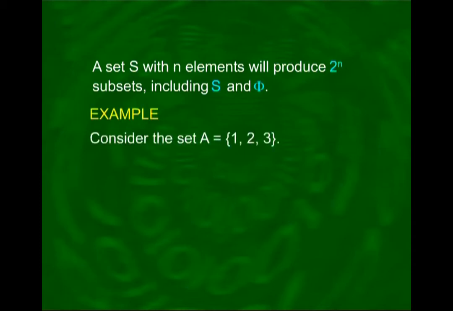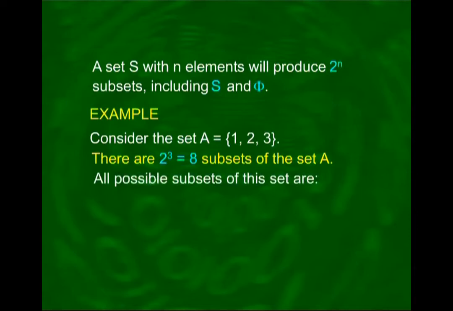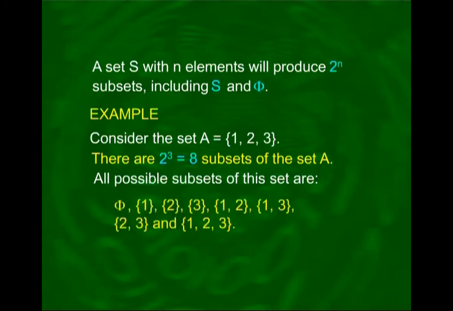An interesting question is, how many subsets can a set have? As you see on the screen, a set S containing n elements will produce a totality of 2 raised to n subsets, including the set S and the null set phi. For example, if we consider the set A consisting of the numbers 1, 2 and 3, it will generate 2 raised to 3, that is 8 subsets, and these subsets are phi, {1}, {2}, {3}, {1, 2}, {1, 3}, {2, 3}, and {1, 2, 3}.